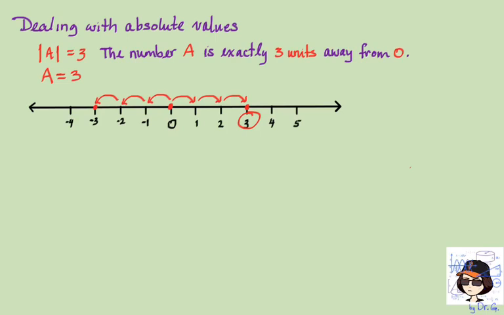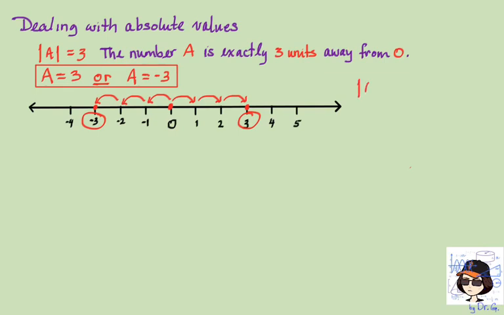That's also a number that lives 3 units away from 0. And there's no other direction to go. I've got 2 possible directions, so there's 2 possible answers. So that means A is positive 3 or A is negative 3.